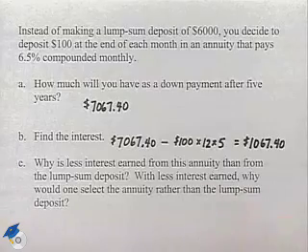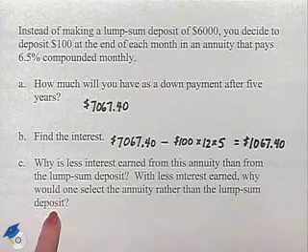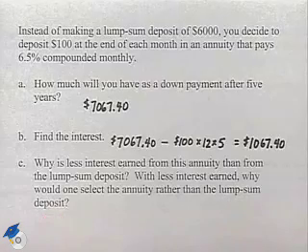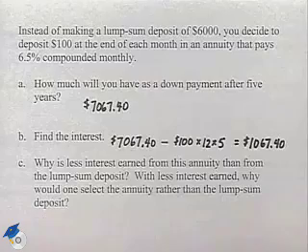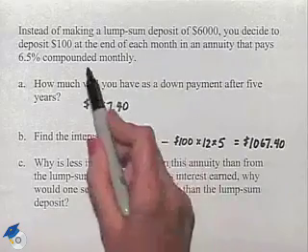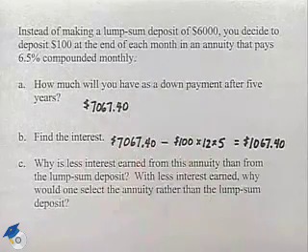Well, with less interest earned, why would one select the annuity rather than the lump sum deposit? That has to do with the fact that you may not have $6,000 just to put into an account at the outset. Instead, this $100 a month is probably easier to come by.